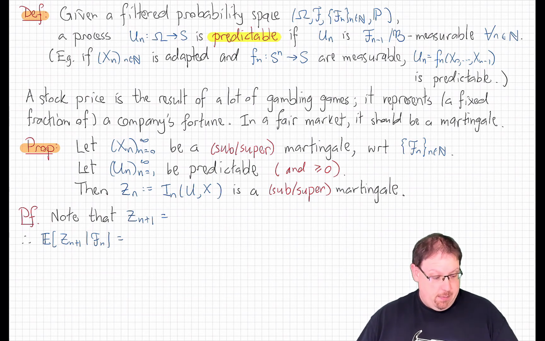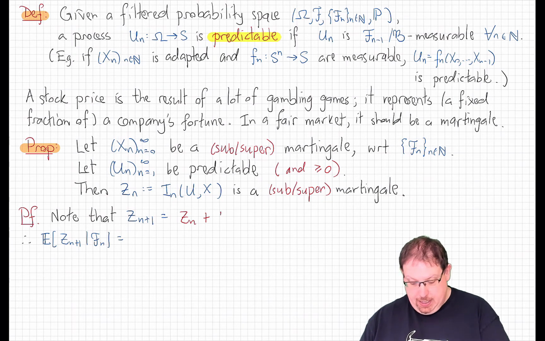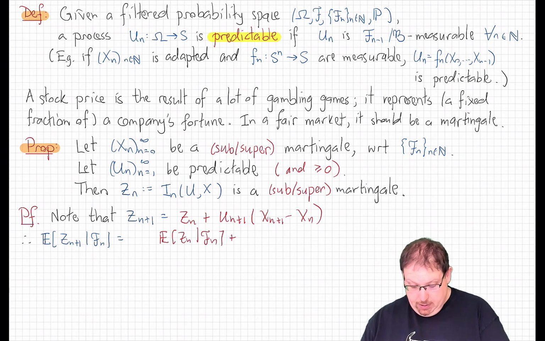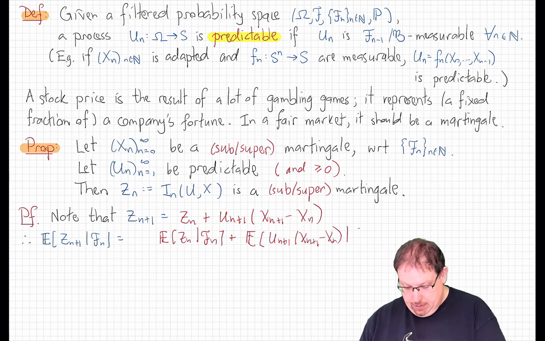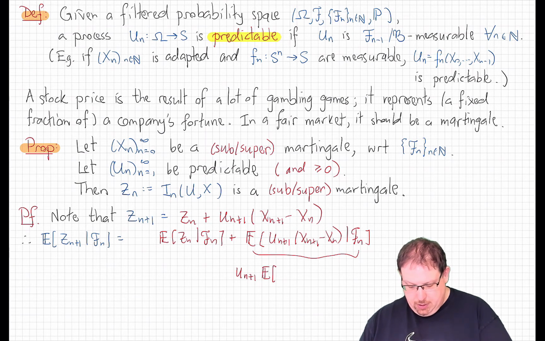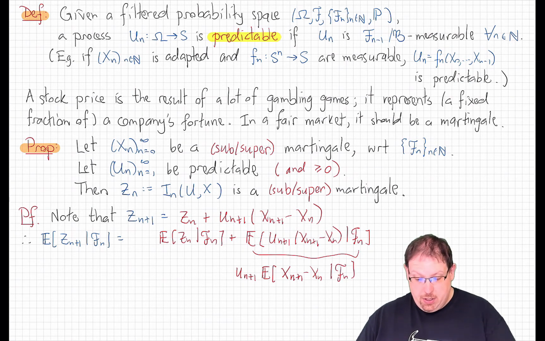Let's just look at Z at time n plus 1. By definition, that's Z_n plus the next increment, U_{n+1} times delta X_{n+1}. And therefore, if I condition that on the information up to time n, I get Z_n conditioned on time n plus the conditional expectation of U_{n+1} times (X_{n+1} minus X_n) conditioned on F_n. Now, U_n is a predictable process, which means that U_{n+1} is F_n measurable. So we can pull that outside the conditional expectation. And so therefore, this term here is U_{n+1} times the conditional expectation of X_{n+1} minus X_n given F_n. Now, if X_n is a martingale, this is 0.